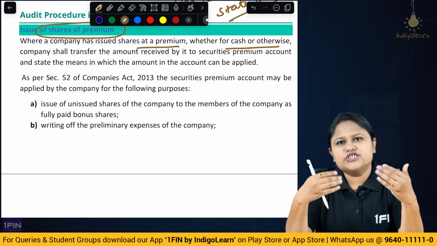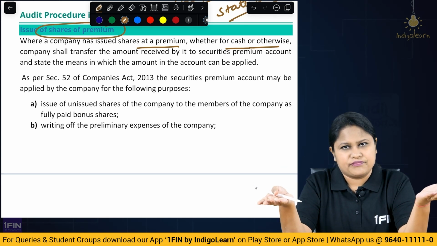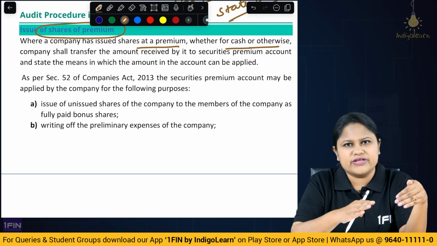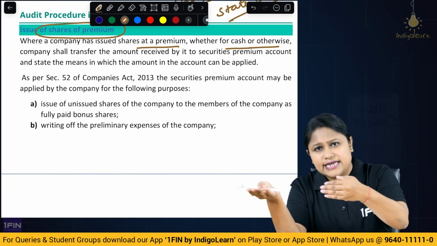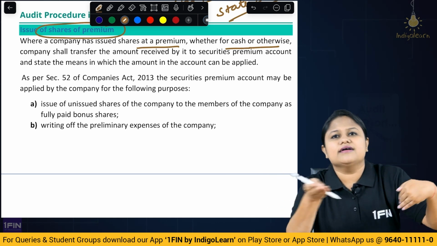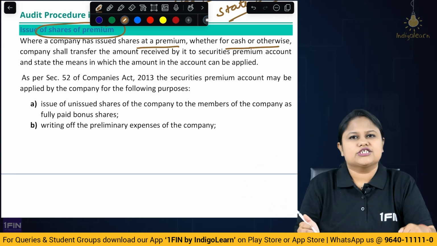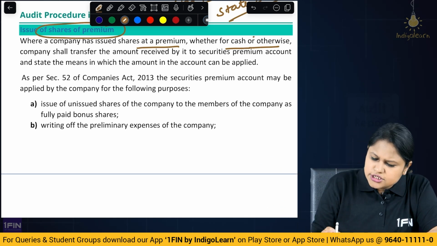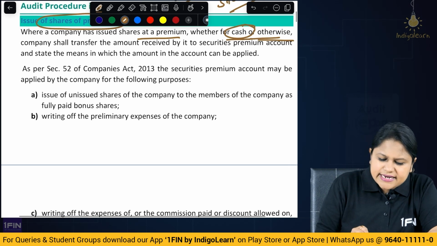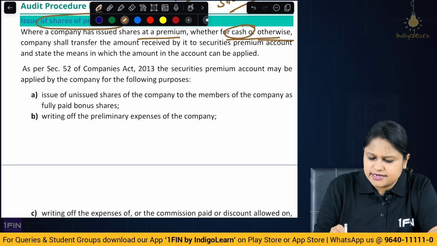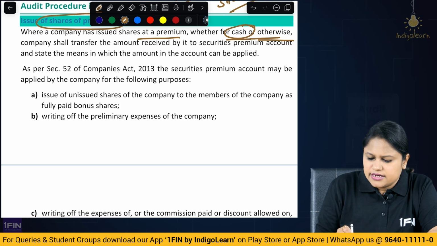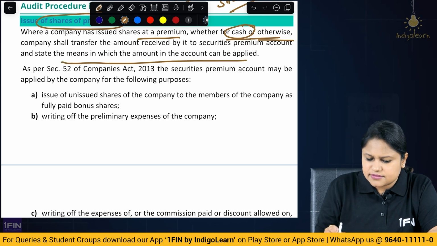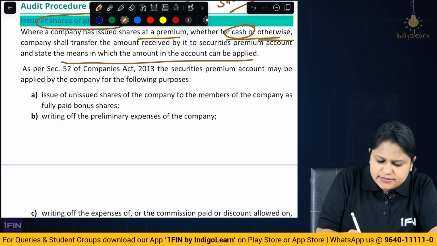So sometimes this commission they can also give in the form of shares. Correct? So here also you got a service of theirs, but you are issuing shares to them in consideration other than cash, that is for their service. Got it? So that is also consideration other than cash. So whether for cash or otherwise, companies shall transfer the amount received by it to the securities premium account and state the means in which the amount in the account can be applied. That means very clearly they have to say how it will be used, that is, the utilization.